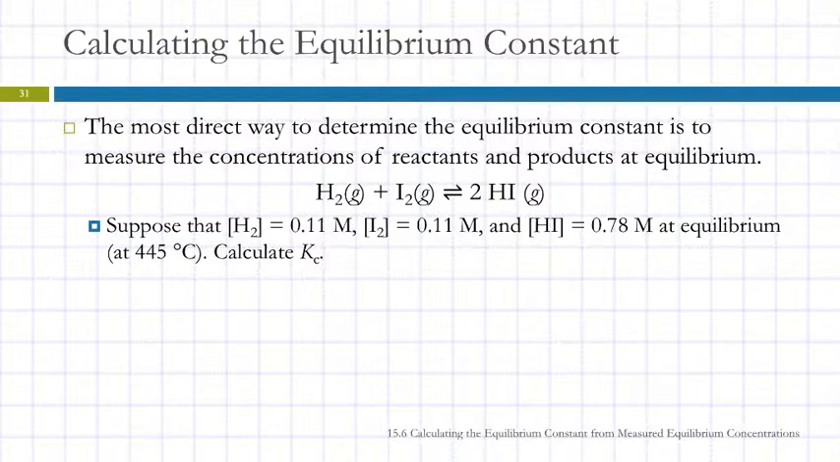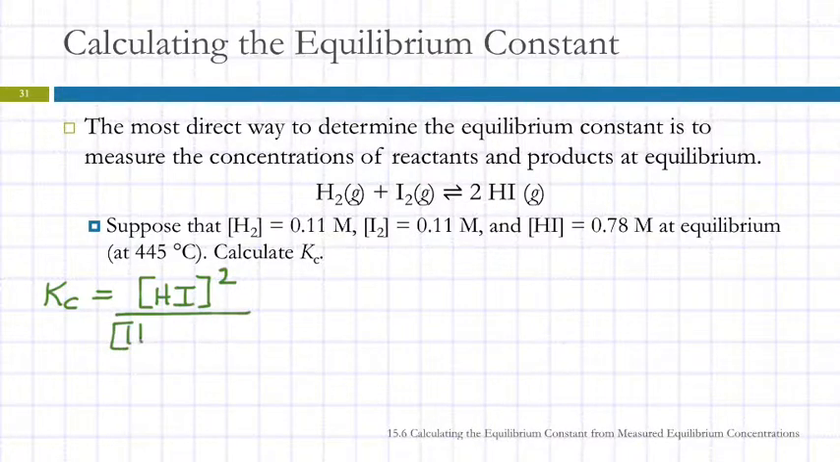So here we have a simple reaction, and we're given molarities of each of the reactants and products at equilibrium. A temperature is specified because the equilibrium constant will be different at different temperatures, but again, that doesn't come into the calculation. So the first thing we have to do is write the expression. So Kc is equal to the concentration of the product, HI, and that has a coefficient of 2, so it has an exponent of 2, divided by the concentration of the reactants. They have coefficients of 1, and so they have exponents of 1.